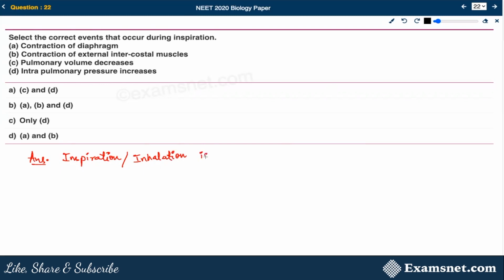Inspiration and expiration are actually based on the principle of the working of the muscles of the rib cage and diaphragm. So inspiration is actually initiated by contraction of the diaphragm. So this is going to contract the diaphragm first.